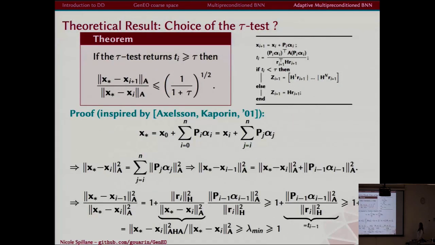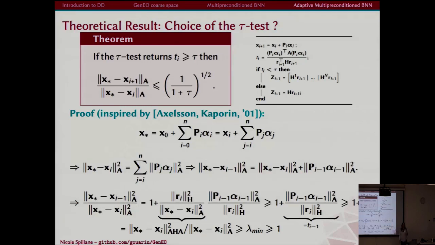So what can I say in terms of the theory and how do we choose the tau test? The theoretical result that we can prove is the following. If the tau test returns that Ti is larger than tau, so that is, in the preconditioning step, the algorithm decides to do the usual preconditioning instead of the multi-preconditioning, then we can guarantee that the ratio in the error between the two previous iterations is bounded by some quantity that depends on tau. So this tells you how you can choose tau.